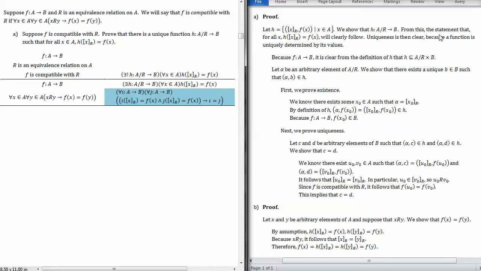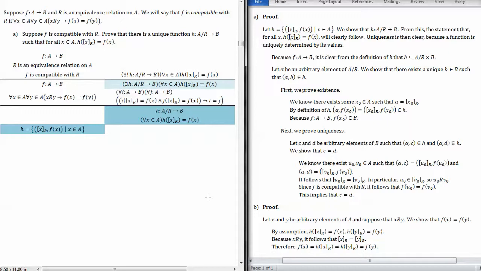And in the proof here, I just said, okay, well, I came back to this a little bit later after defining my h, but I said uniqueness is going to be clear because a function is uniquely determined by its values. Okay. So, all right, so let's focus on existence.